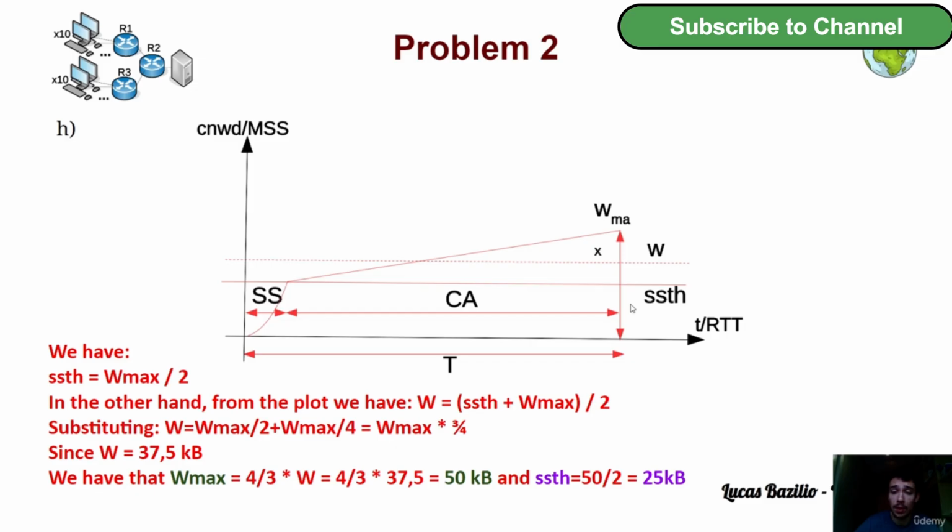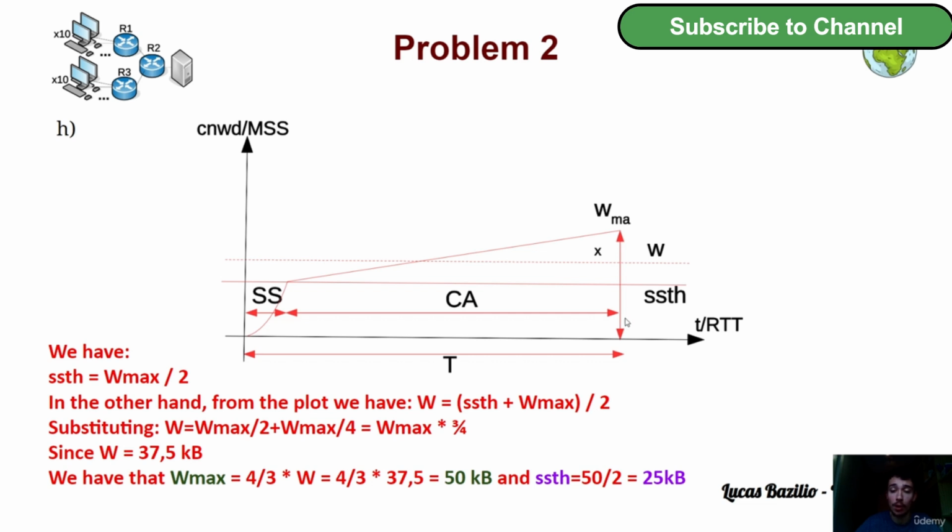As we can see, the slow start threshold is just in the middle of the value of the maximum window. So if we divide the maximum window by 2, we have the value of the slow start threshold, right? On the other hand, we also have from this plot that the window is the value shown by this semi-painted line with lots of dots. So this value of the window is equal to the slow start threshold plus the maximum window divided by 2.